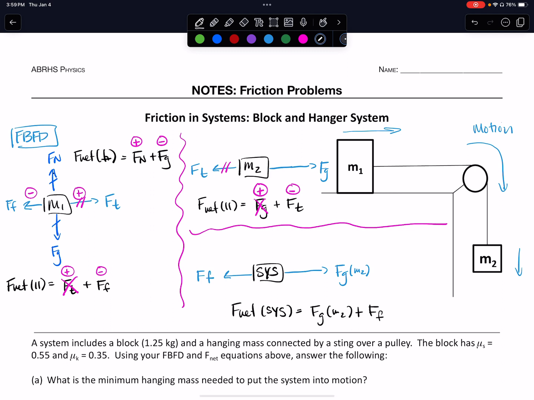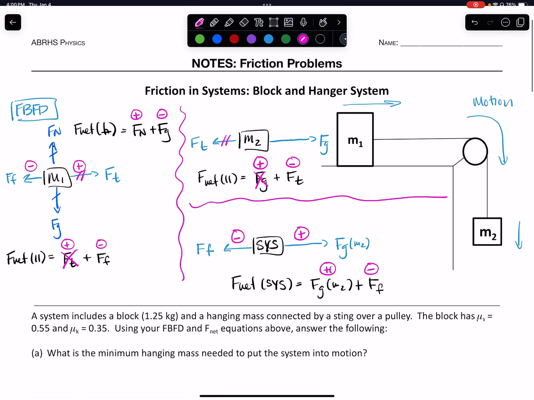Friction. For signs, my gravitational force is pointing to the right, so that's positive. Frictional force is to the left, so that's negative. So I put a positive and a negative. I'm going to be using those as I move into the rest of my problems.